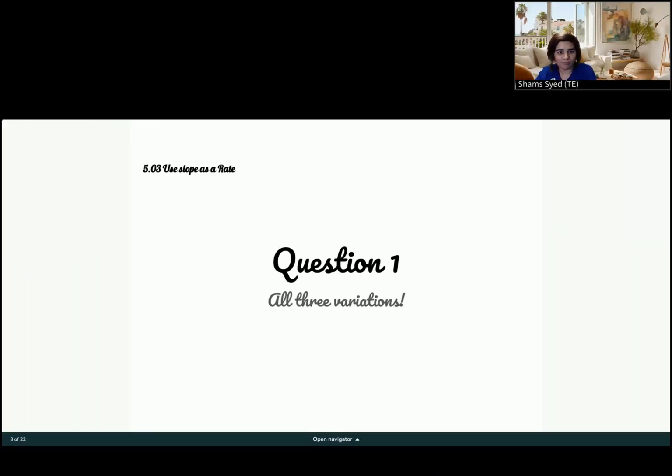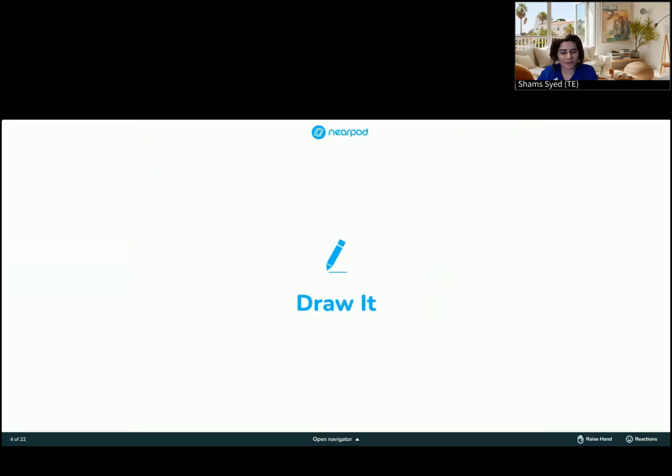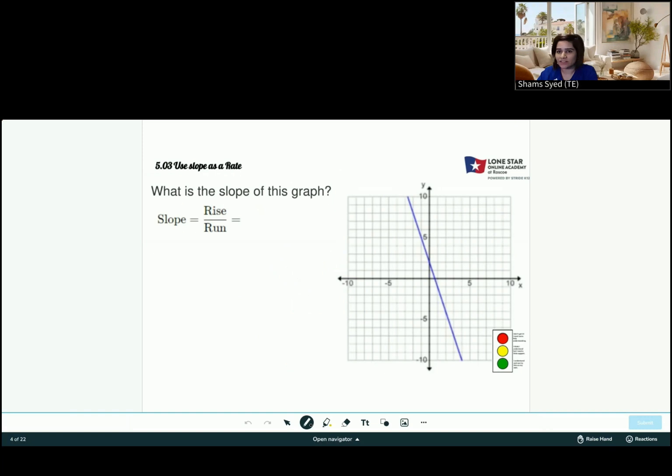Question 1, variety 1. What is the slope for this graph?